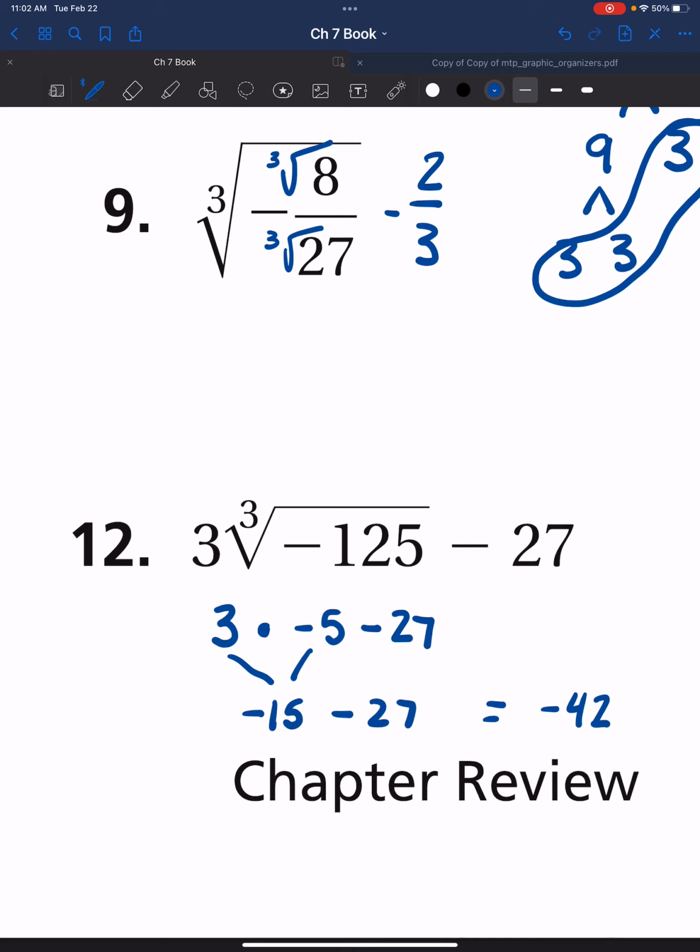Oh, she got it right. We got it wrong. 7 and 5 is 12. That'd make it 2, carry the 1. 42. Negative 42? Yep.